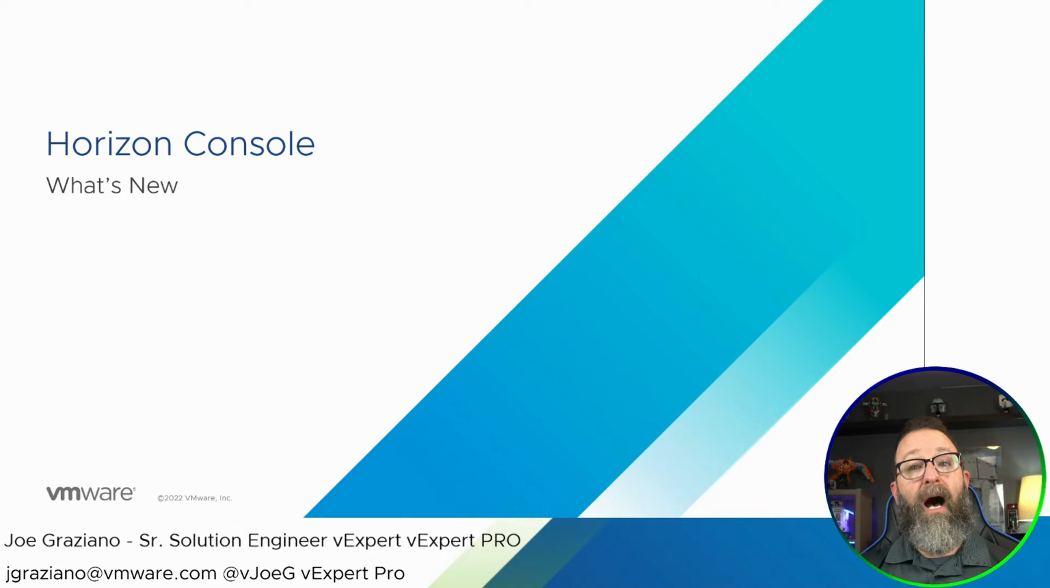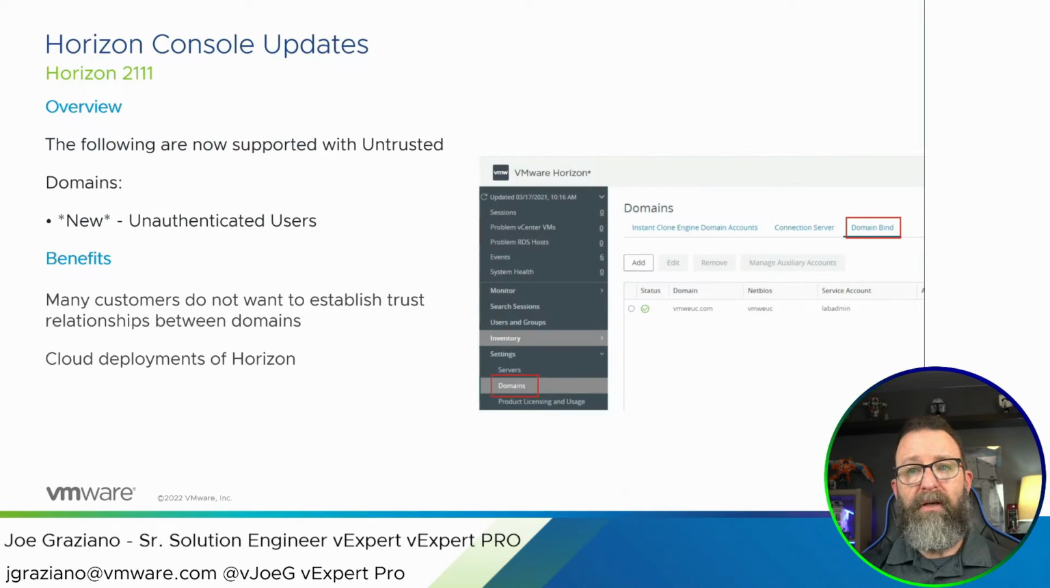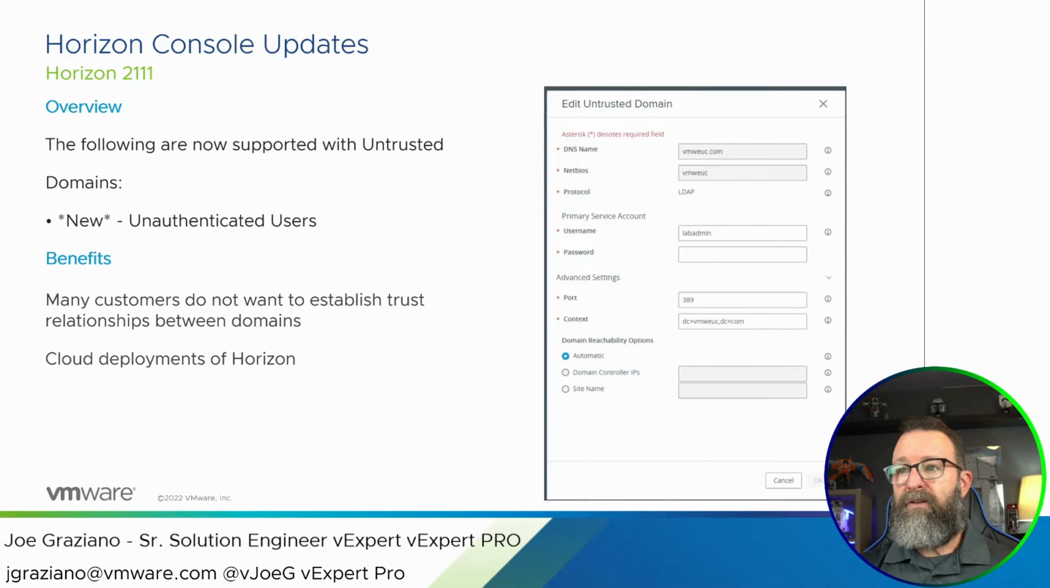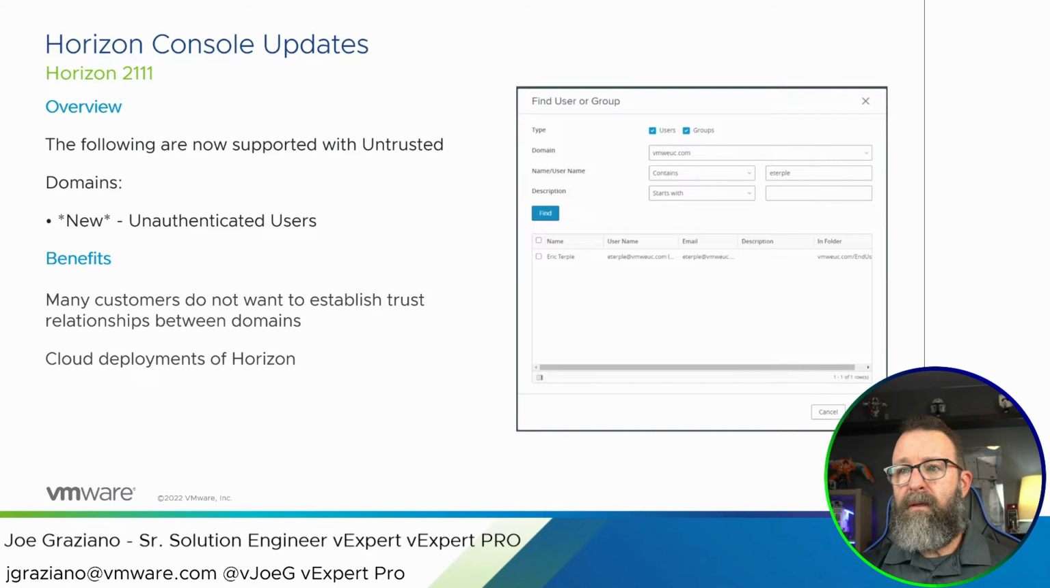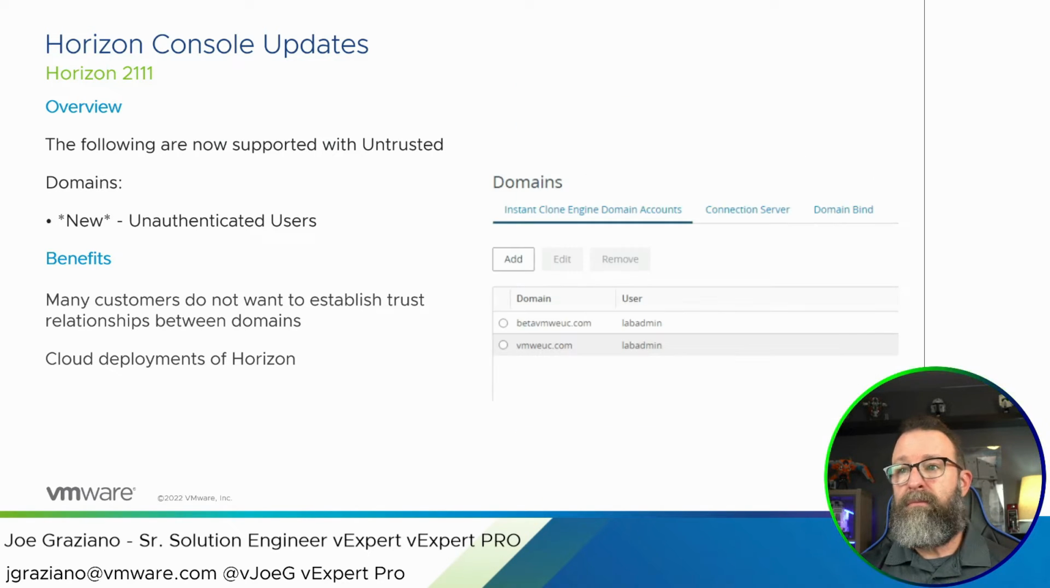So how about the Horizon console? What's new here? Well, in 2111, you now have unauthenticated users. You can do an untrusted domain for customers who don't want to establish a trust relationship between domains, like a cloud deployment. So you can have unauthenticated users starting with 2111. And you can see here where you would edit the information and add groups and users and add multiple domains.